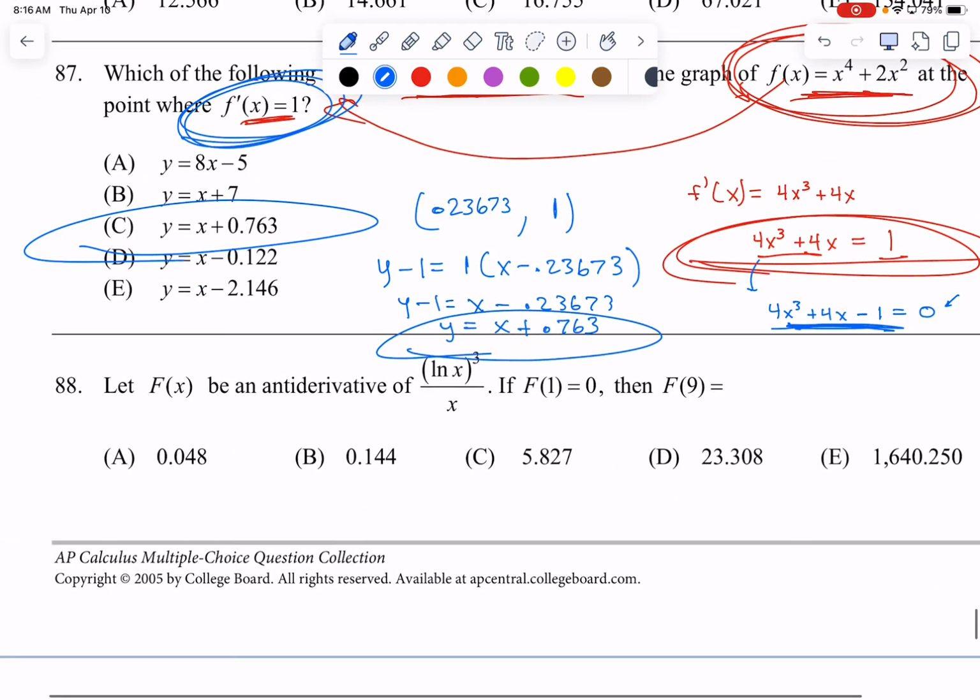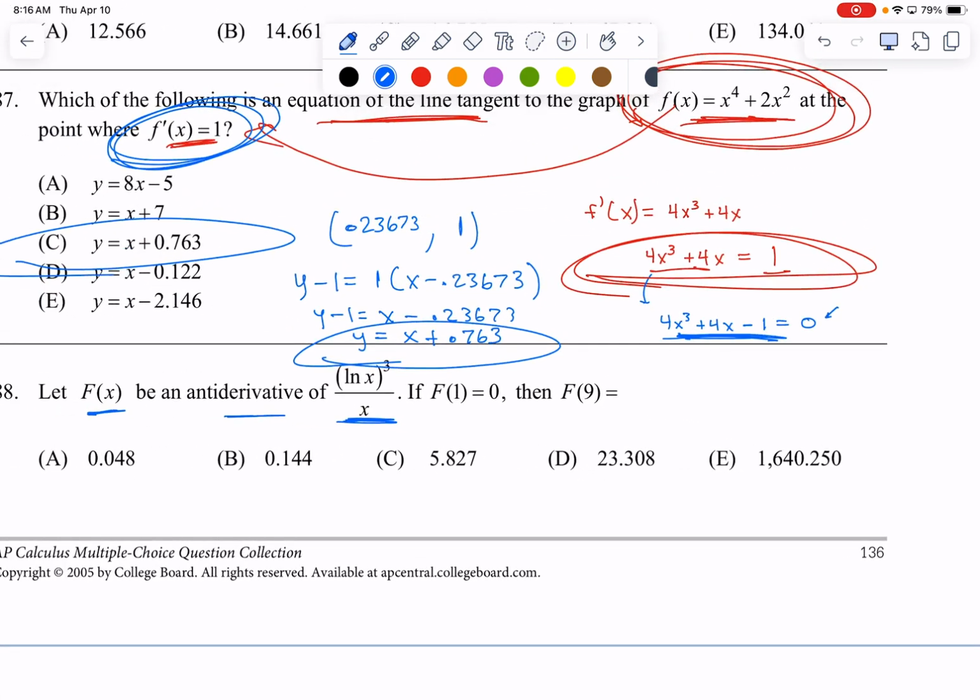Number 88. Let big F of x be the antiderivative of this. Oh, okay. Big F of x is the antiderivative of this. Oh my gosh, you're going to love this. So big F is the antiderivative of this, so this is little f. Okay? And f of 1 equals 0.